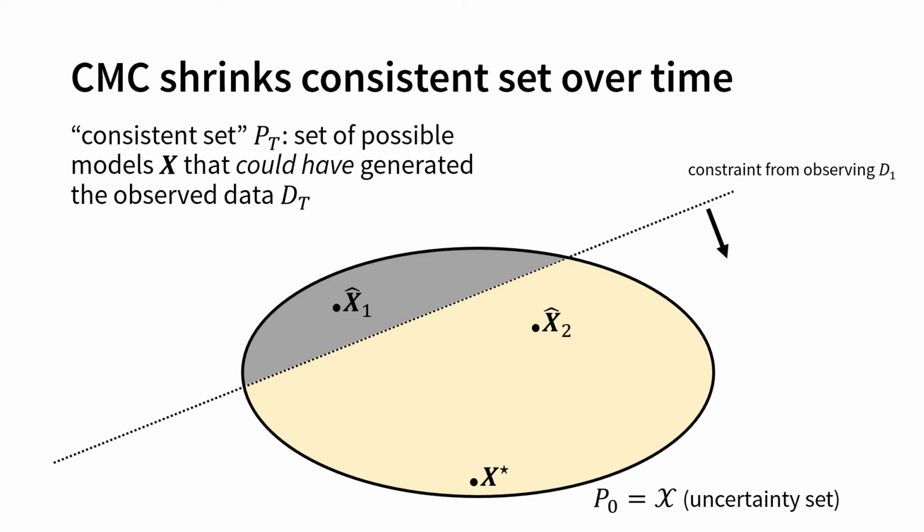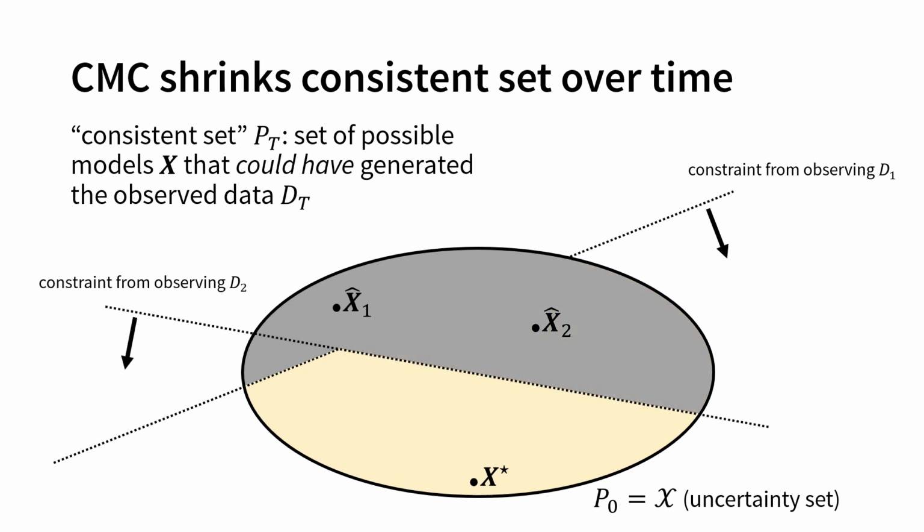Again, we use the new model estimate, X hat 2, to decide on a reactive power injection, and we observe a new voltage. This observation imposes a new set of constraints. We see that X hat 2 is no longer consistent with our observed data, and we make another guess, X hat 3, that is consistent with our observed data. This process continues on and on, with the consistent set shrinking over time towards the true model X star.